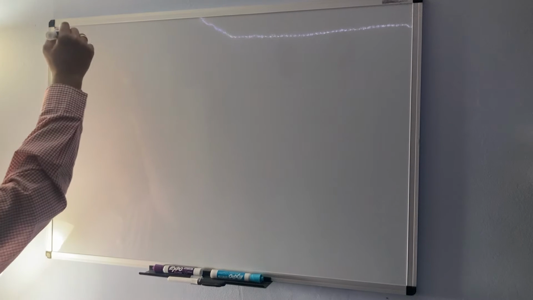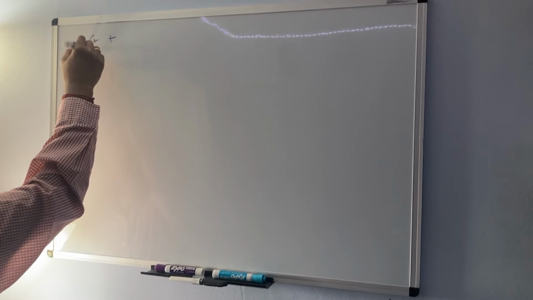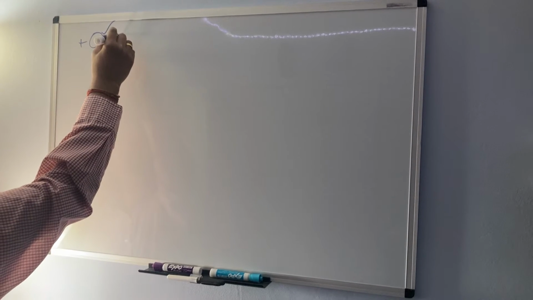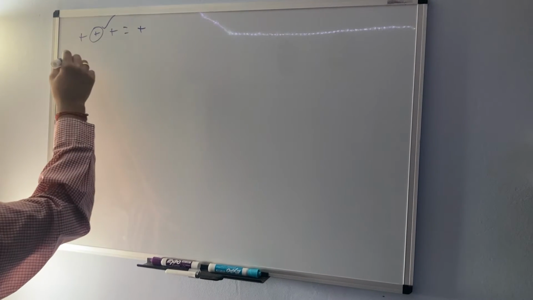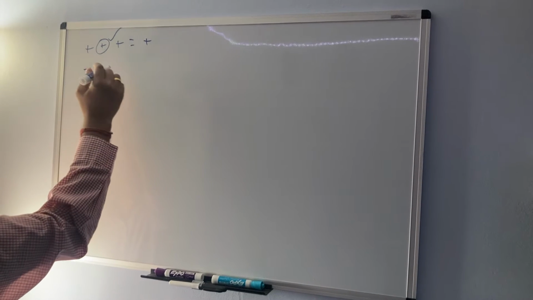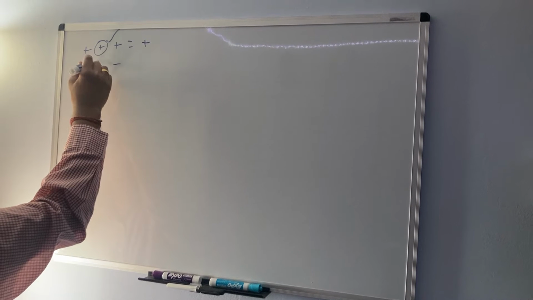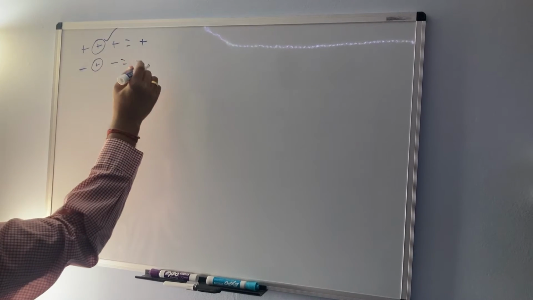Let's go over some basic mathematics rules, which are the basic operations, addition and subtraction. During addition and subtraction, when the signs are the same, no matter what kind of sign it is, you add, and the sign stays. So when the signs are the same, no matter what kind of sign it is, you add and you keep the sign.